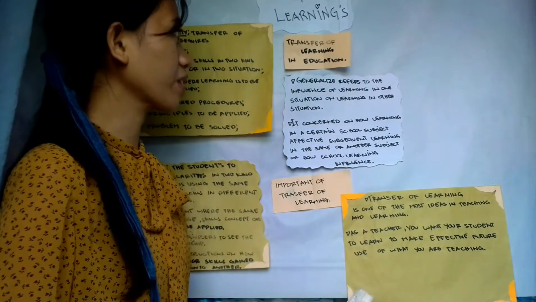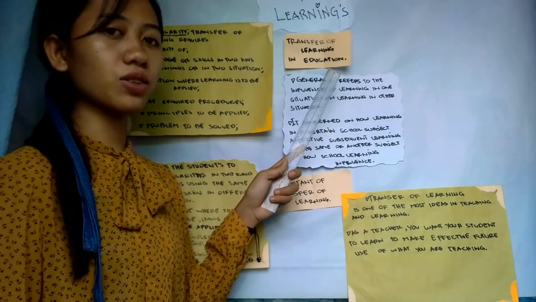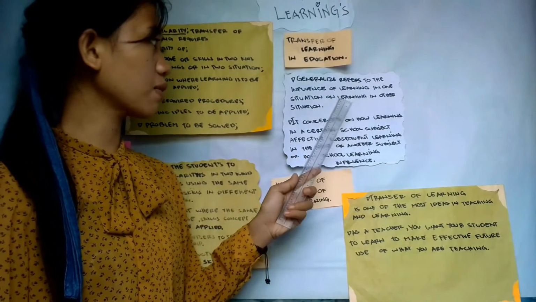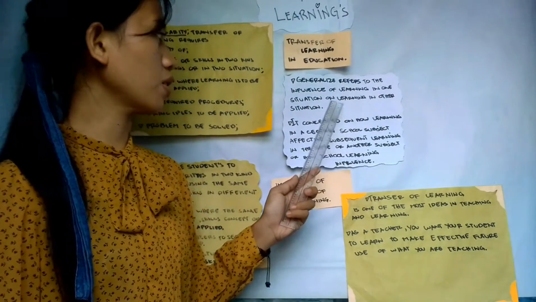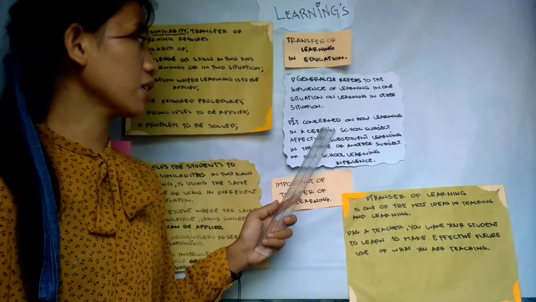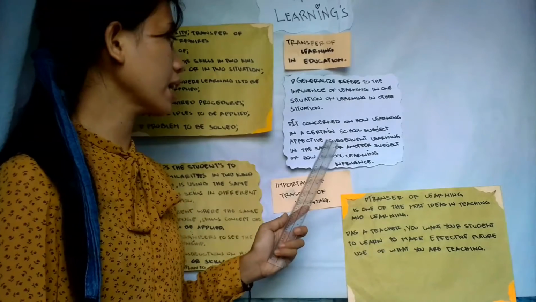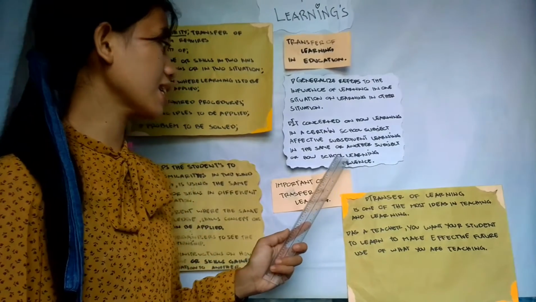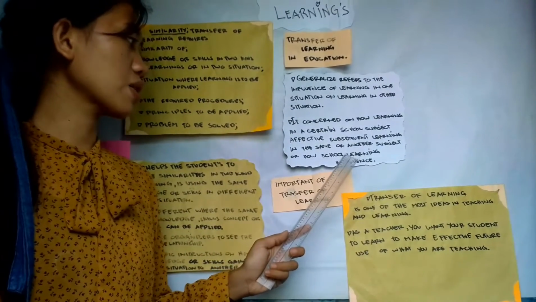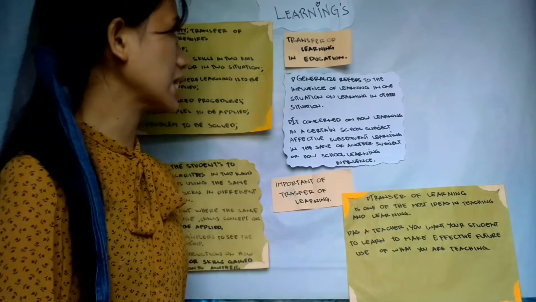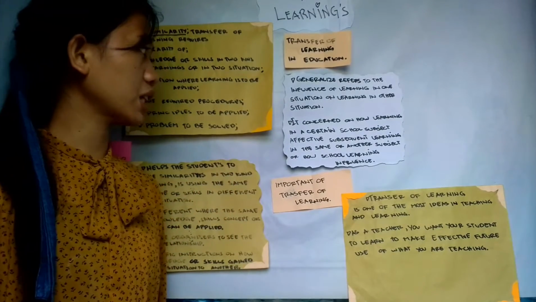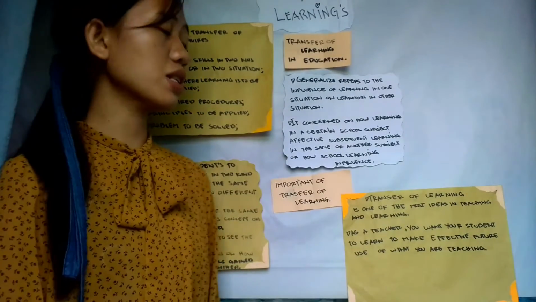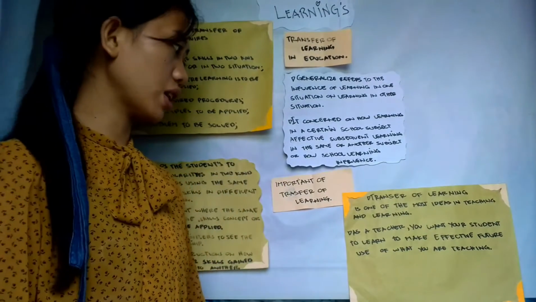So the second is, what is the transfer of learning in education? The transfer of learning in education generally refers to the influence of learning in one situation on learning in another situation. It is concerned with how learning in a certain school subject affects subsequent learning in the same or another subject, or how school learning influences other learning. That is the transfer of learning in education.